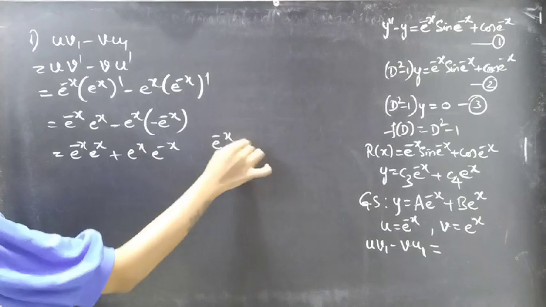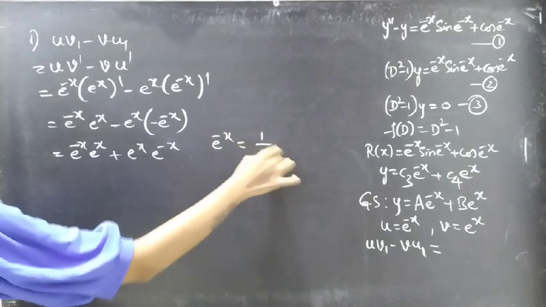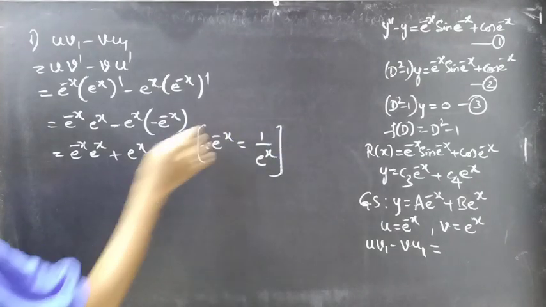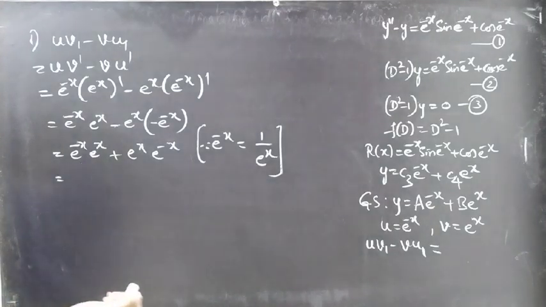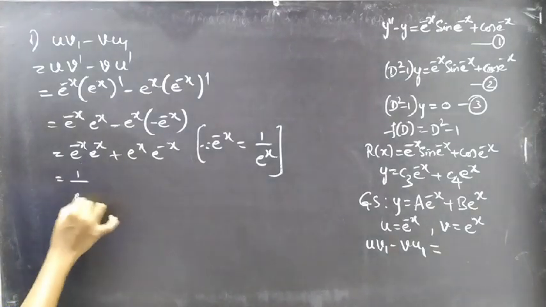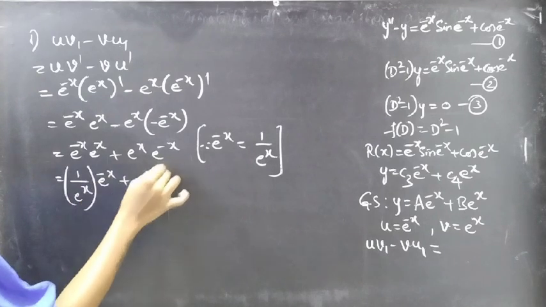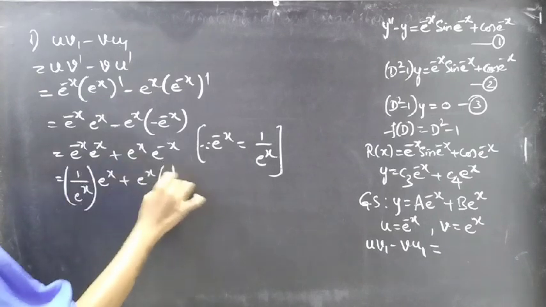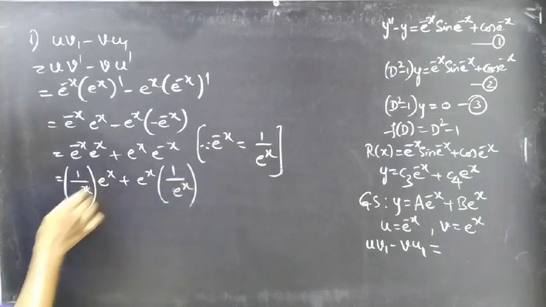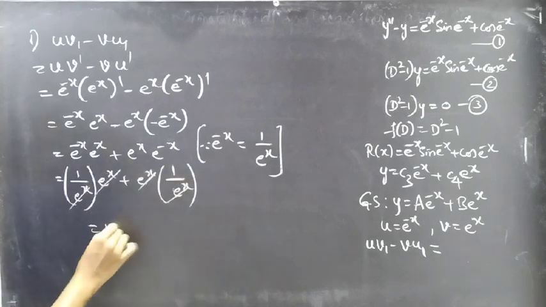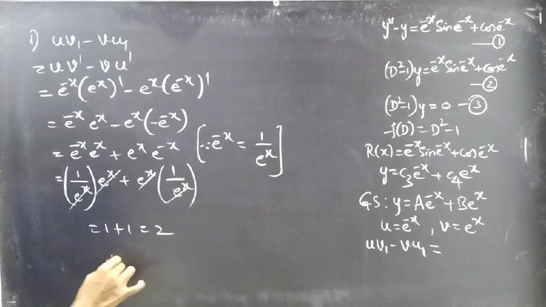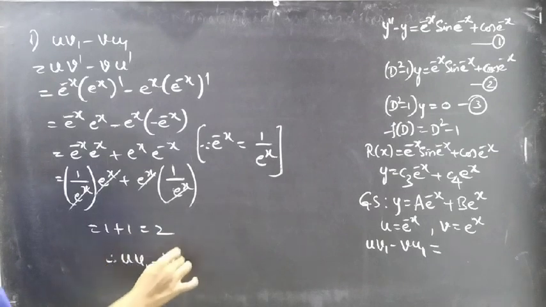Since we know that e power minus x can be written as reciprocal of e power x, we'll just replace e power minus x with reciprocal of e power x. We'll get, where e power x gets cancelled, 1 plus 1, 2. Therefore, uv1 minus v1 is equal to 2.